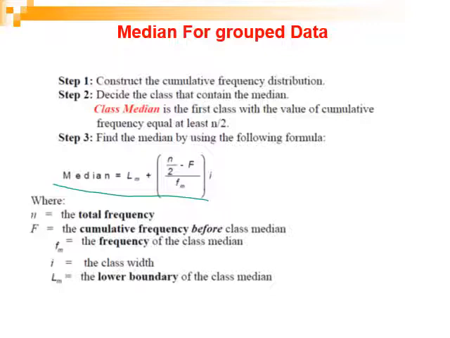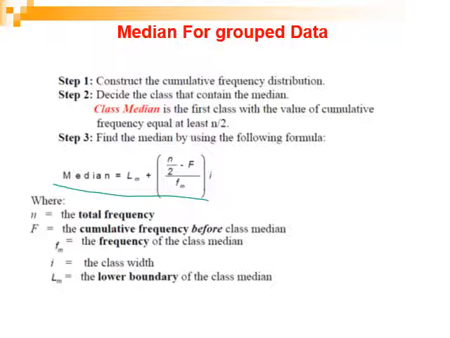Let's take each symbol's meaning. N, of course, you know, is the total sample size or the total frequency. F here refers to the cumulative frequency for the classes before the median class. Take care of this: F only, not Fm, F only is the cumulative frequency before the median class. Fm is the frequency of the median class. I is the class width or interval, and we already know this information. Lm is the lower boundary of the median class.